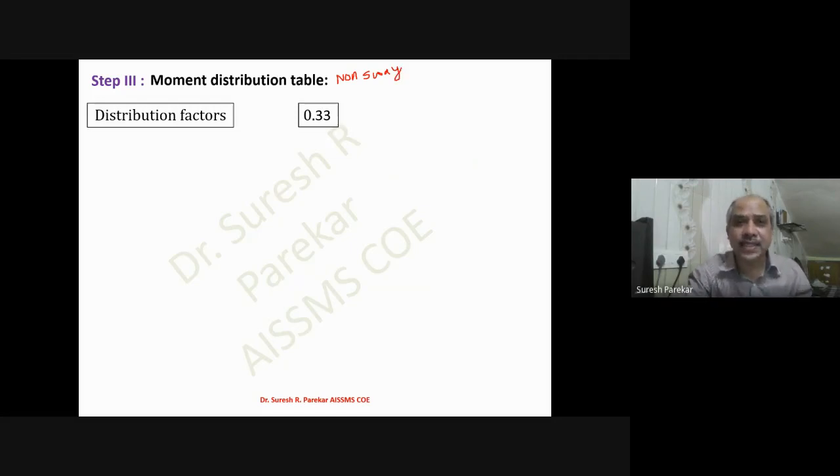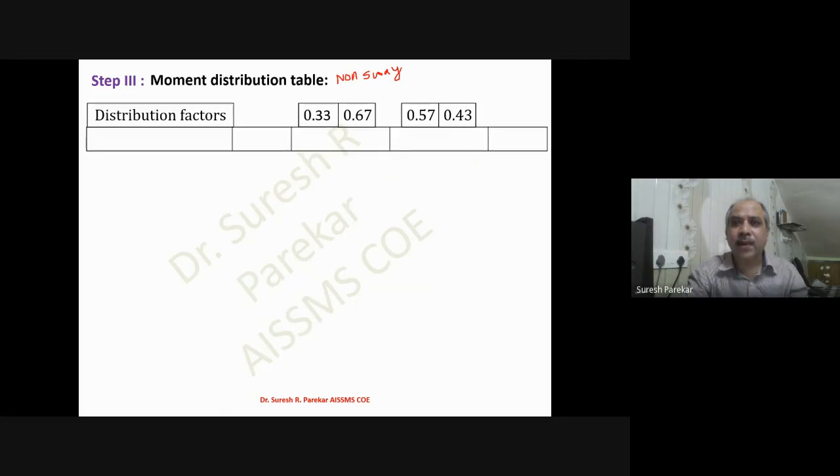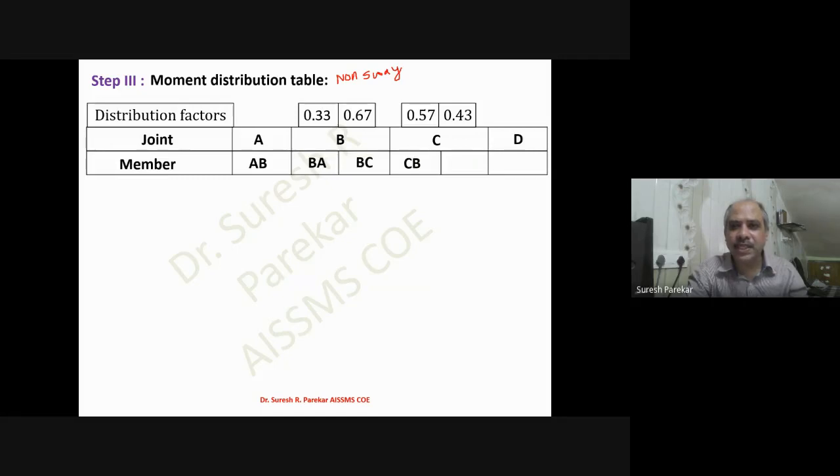Now, for sway analysis and non-sway analysis, the distribution factors are 0.33, 0.67, 0.57, 0.43. Now joints A, B, C, D. Members we have AB, for B: BA, BC, for C: CB, CD, for D: DC.